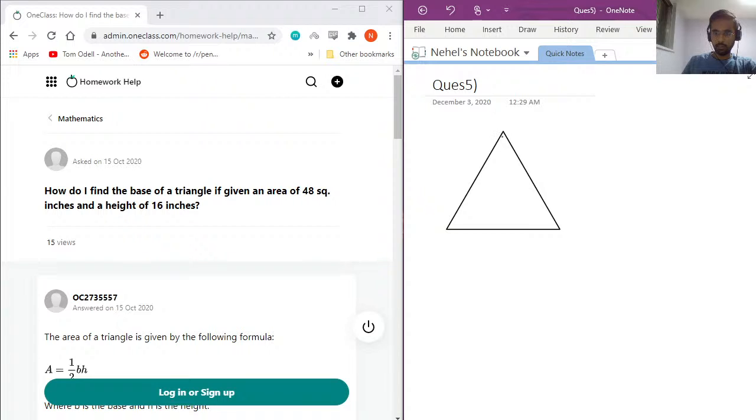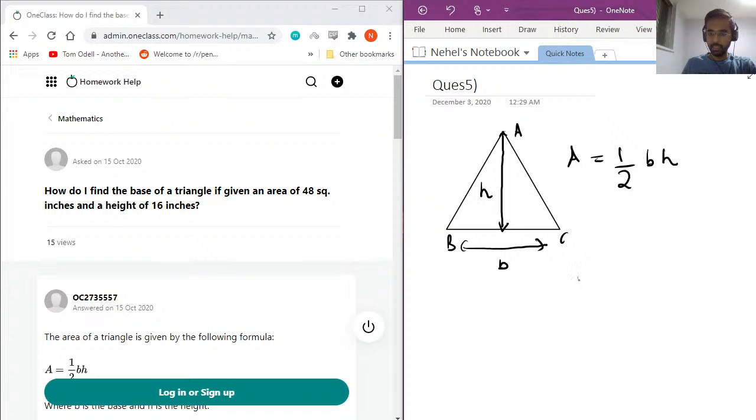So if you recall, if we're given a triangle ABC, which has a base of b and a height of h, we can say that the area of this triangle is nothing but half into base into height. So in this given question, we're actually given two of these quantities and we need to find the third quantity, so we can easily do that by rearranging. So in this question, we're given the area.